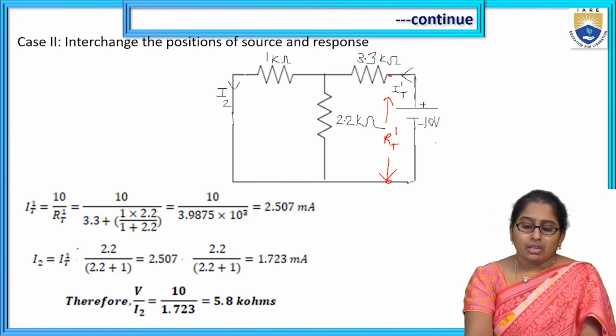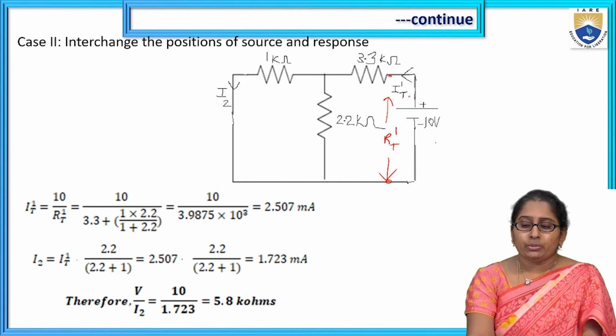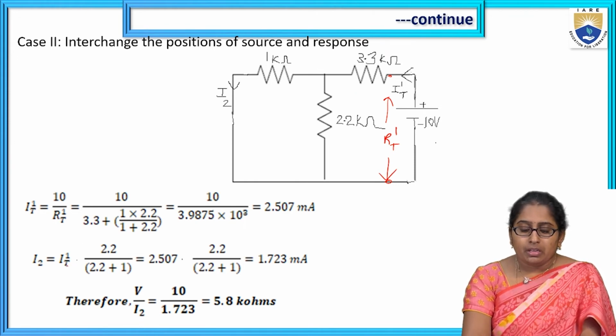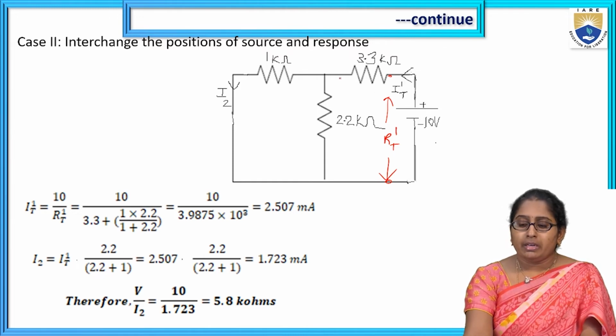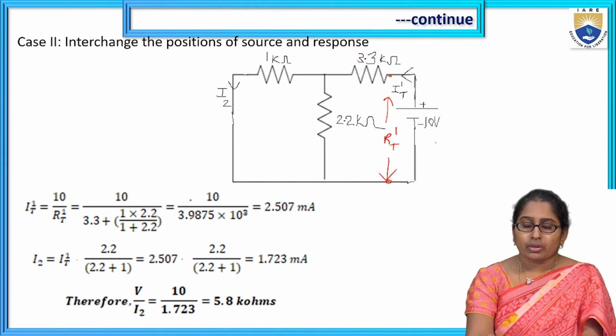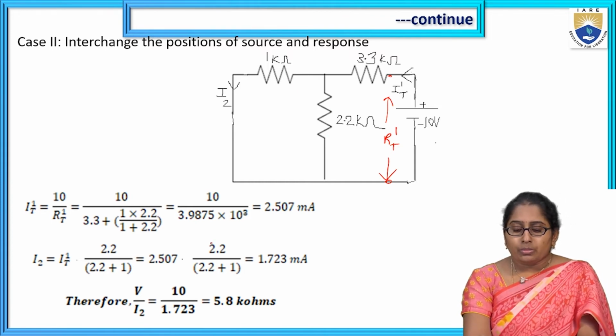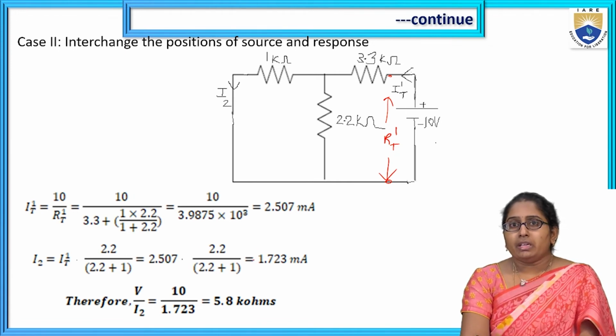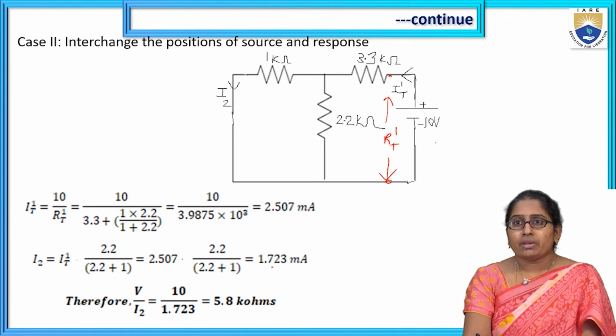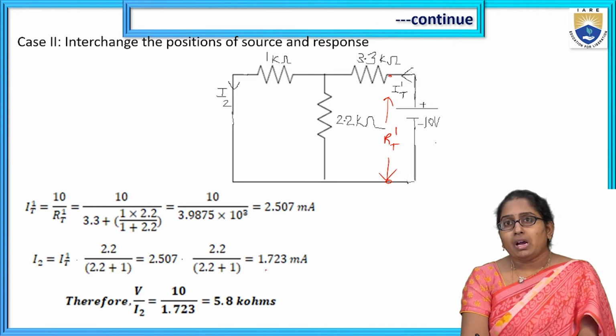Now finding the current I2 using this IT dash, given by the current division principle. So total current into opposite resistance by total resistance. IT dash into, what is the opposite resistance? 2.2, divided by 1 plus 2.2. So that is substituted, using the IT dash value. I2 is given by 1.723 milliamperes. That is the I2 value.